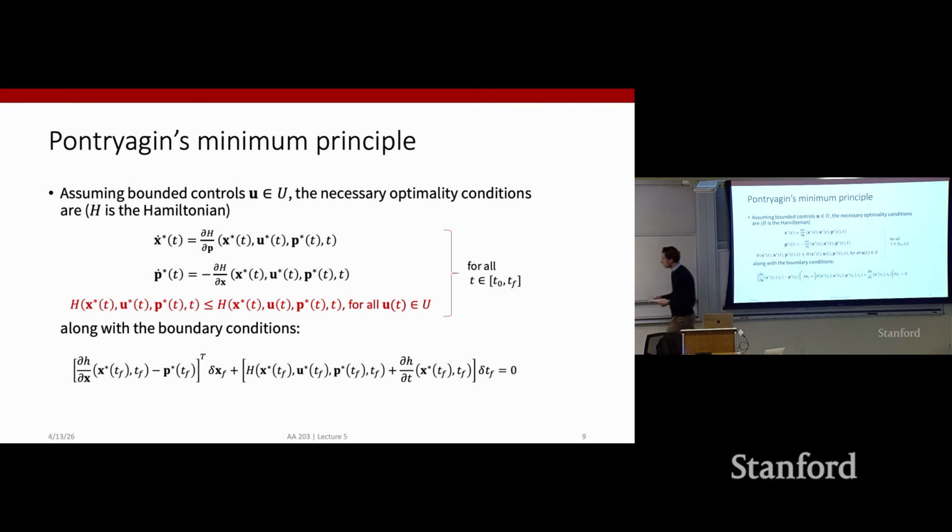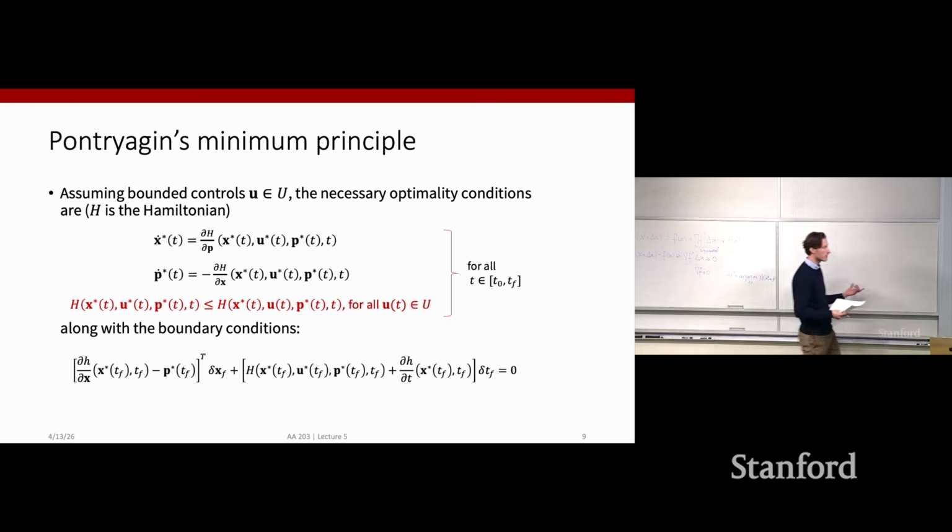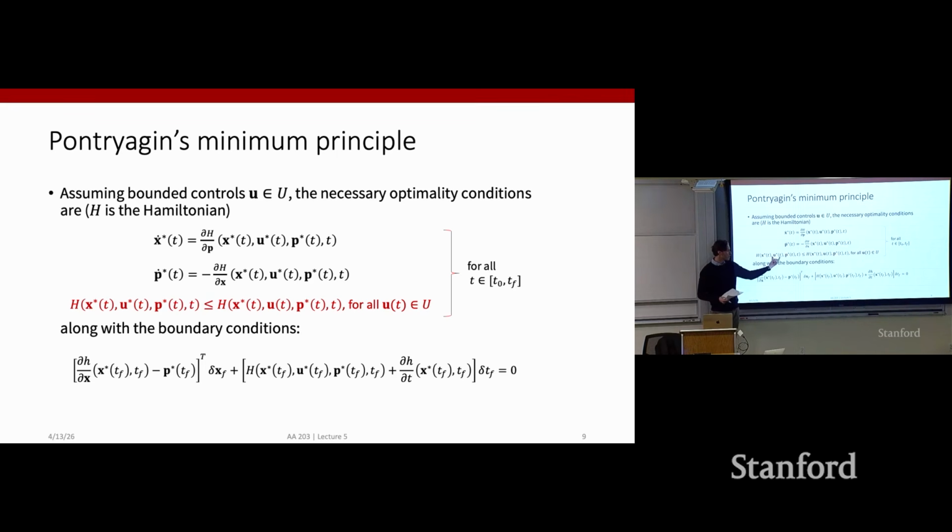If you want, you could also interpret it as U star needs to be the argmin of H of X star, U, P star. So this is saying that any candidate U star of t has to be a global minimizer compared to any other U of t that I could replace it with.